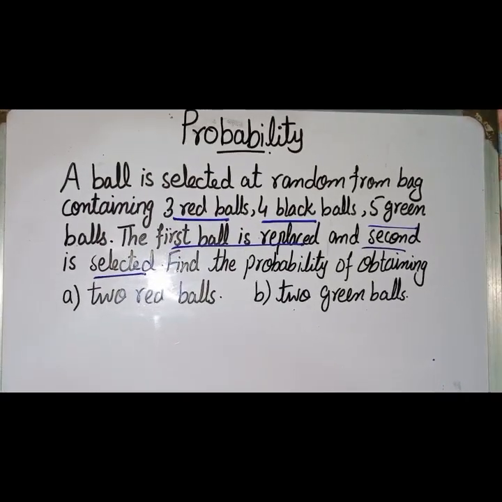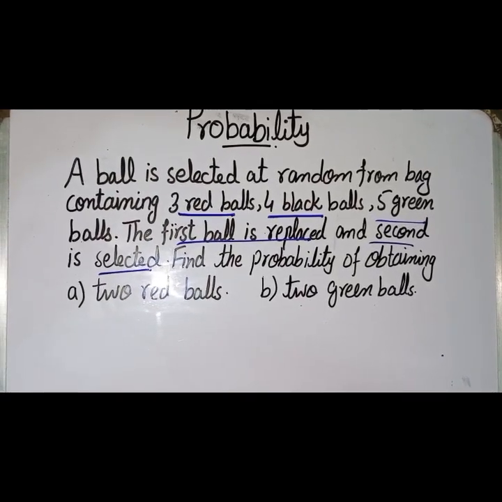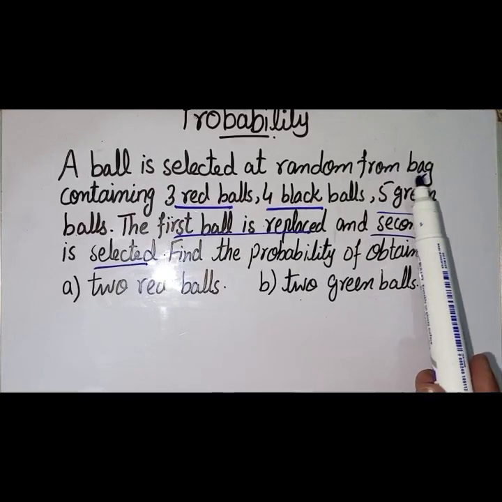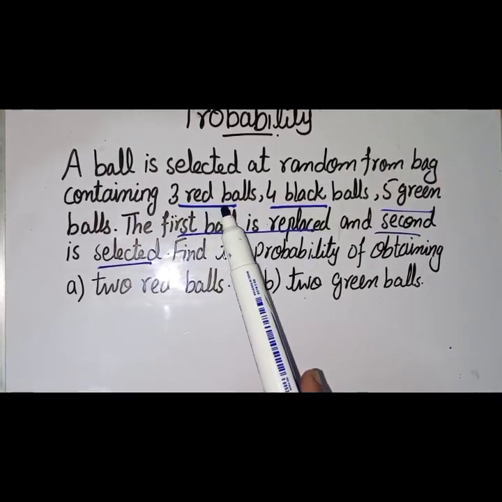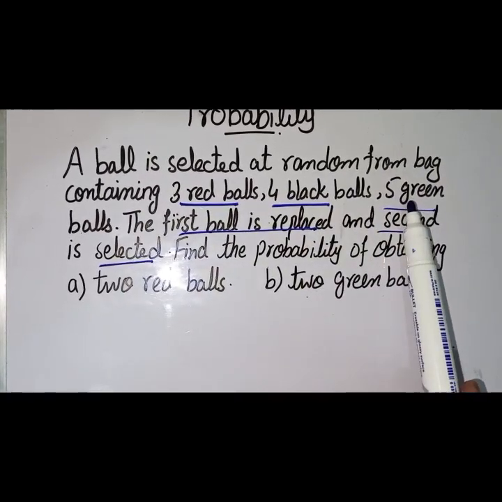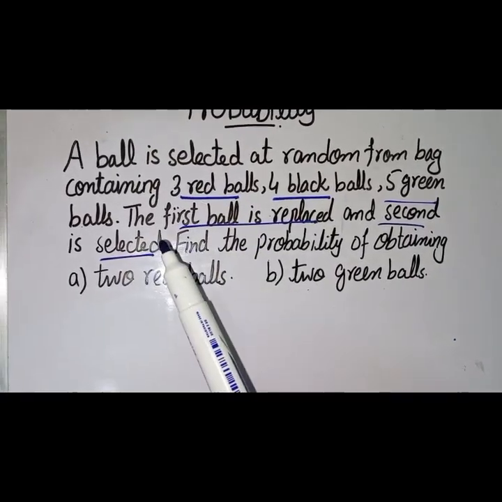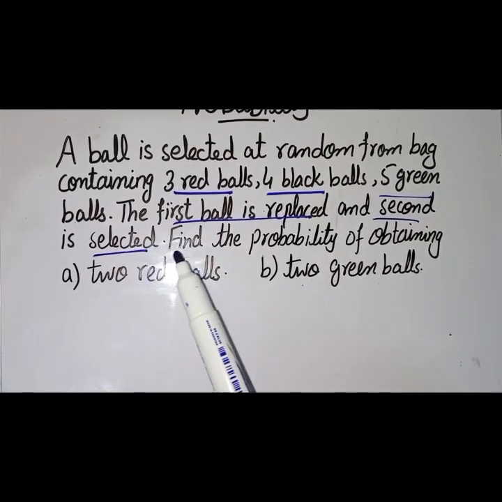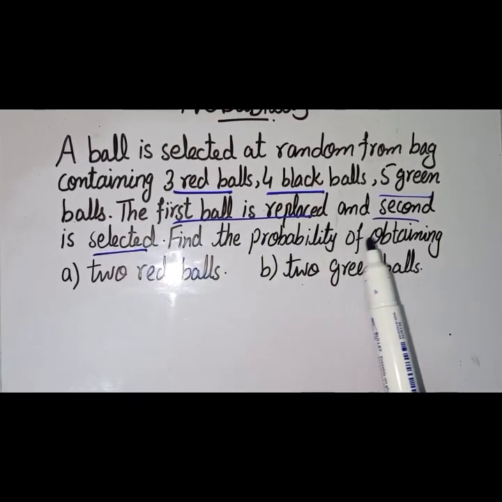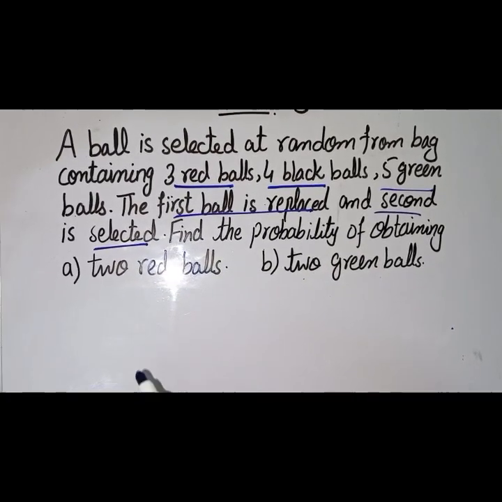Let's move toward the next question of probability. The question says a ball is selected at random from a bag containing 3 red balls, 4 black balls, and 5 green balls. It means that there are 3 types of balls. The first ball is replaced and the second is selected. Find the probability of obtaining 2 red balls.